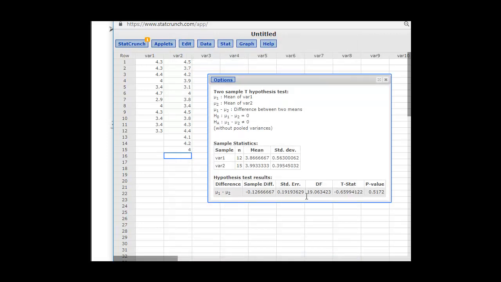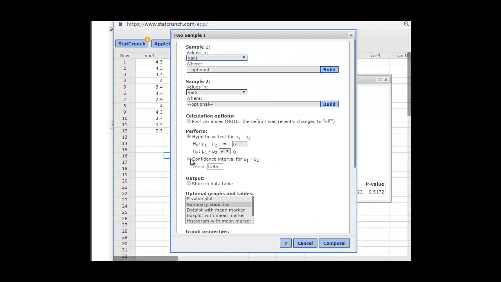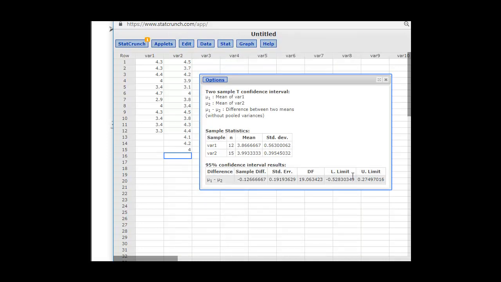The hypothesis testing is done very similarly, all behind the scenes for you. So it gives you the t-stat and the p-value, but it also gave you this sample statistics chart if you need that for any of your questions. You can always go back and do the options again and do the confidence interval. I believe we need to leave that as is, and we can get the confidence interval as well. So the StatCrunch can really help you out and make life easier.